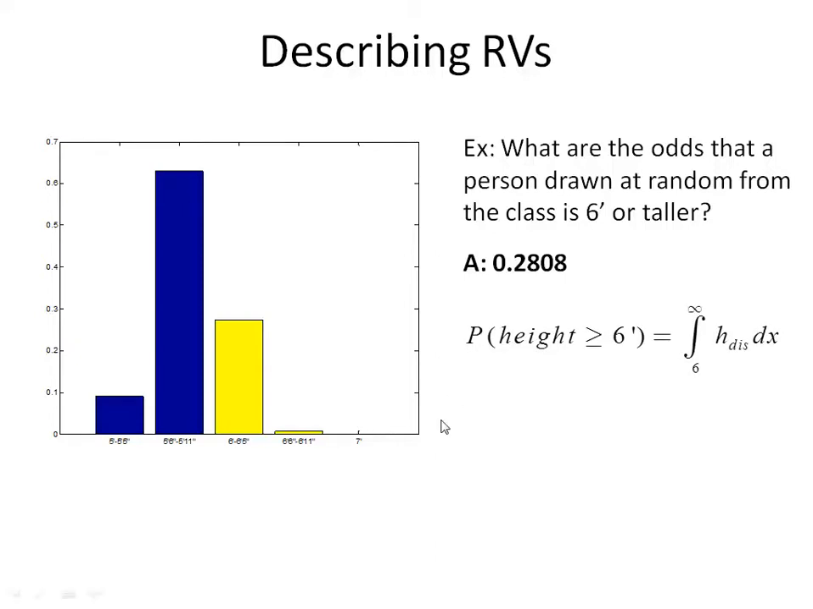If we were to put this in more mathematical notation, if this were a curve instead of a collection of bar graphs, what we could do is integrate, or take the area under the curve starting at 6 feet and going towards infinity, because it's anything taller than 6 feet of the distribution we have.